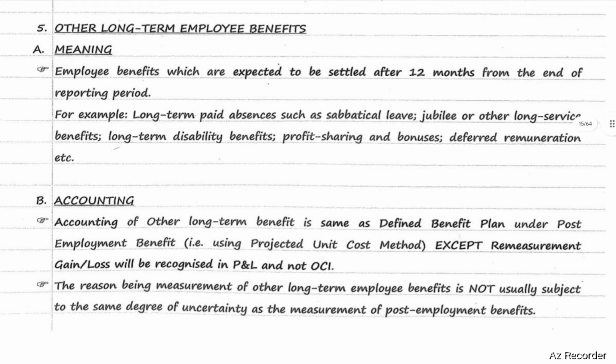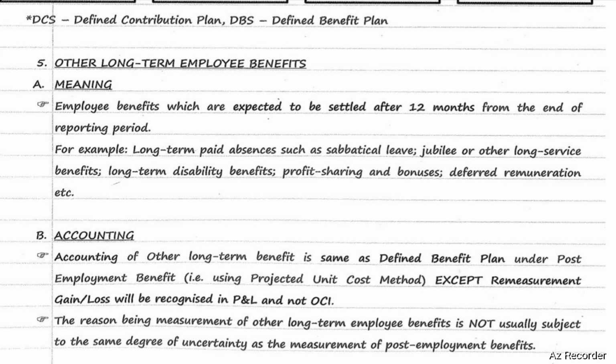Accounting. Accounting of other long-term benefits is the same as for defined benefit plans under post-employment benefits, that is, using the projected unit credit method, except that remeasurement gain or loss will be recognized in P&L and not in OCI. The reason being that measurement of other long-term employee benefits is not usually subject to the same degree of uncertainty as the measurement of post-employment benefits.